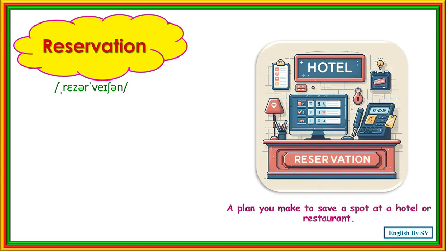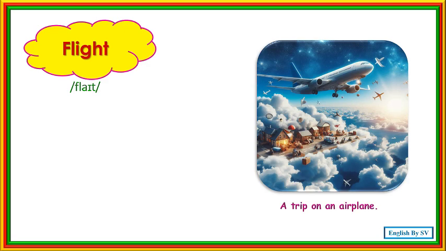Reservation. A plan you make to save a spot at a hotel or restaurant. I have a reservation at the hotel. Flight. A trip on an airplane. My flight is at 8 a.m.